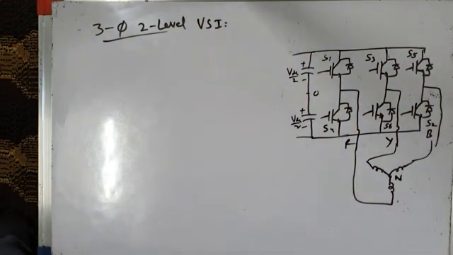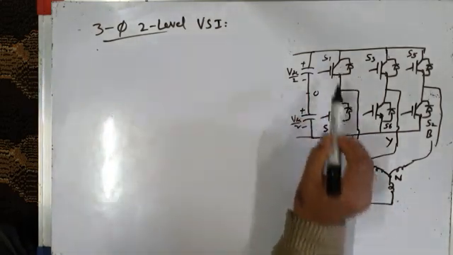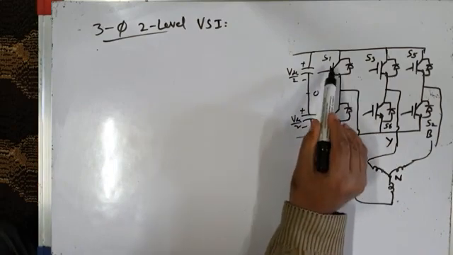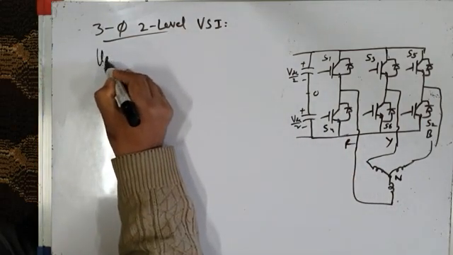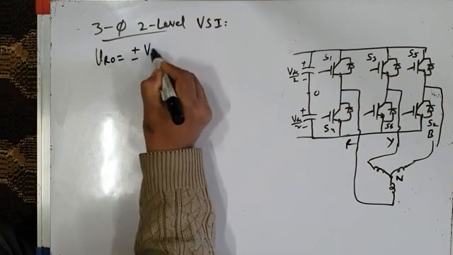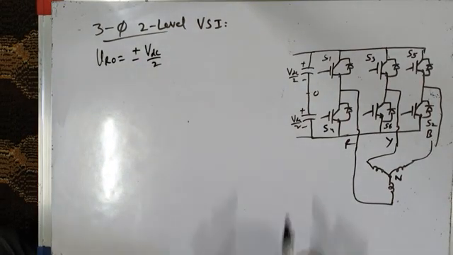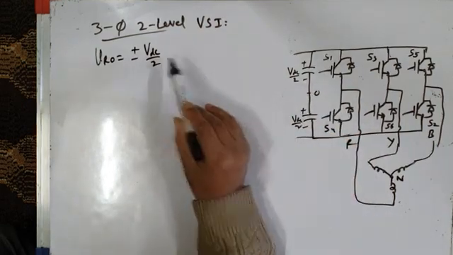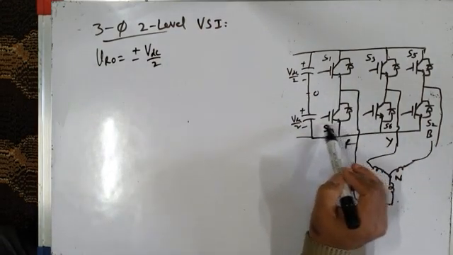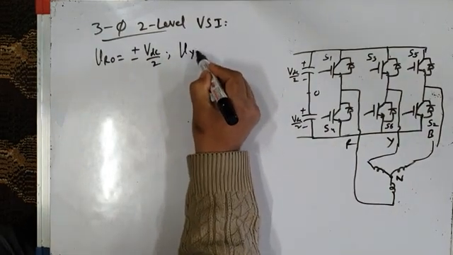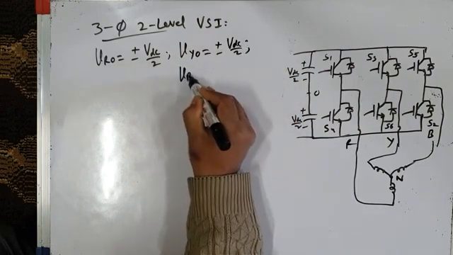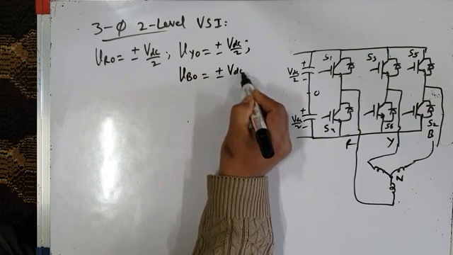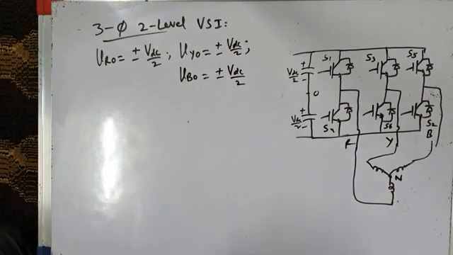Now we know that each phase leg produces a pole voltage. For example, if the top switch of phase leg R is on, the pole voltage VRO is plus VDC by 2, and if the bottom switch S4 is on, it is equal to minus VDC by 2. So the pole voltage VRO is plus or minus VDC by 2. VYO is also equal to plus or minus VDC by 2, and VBO is also equal to plus or minus VDC by 2. So these are our three pole voltages.